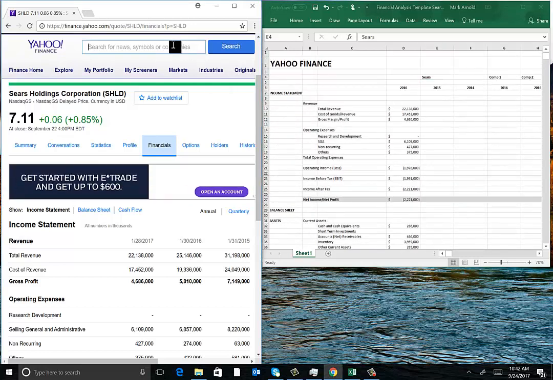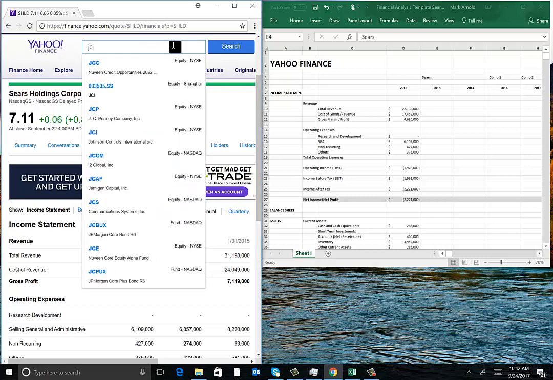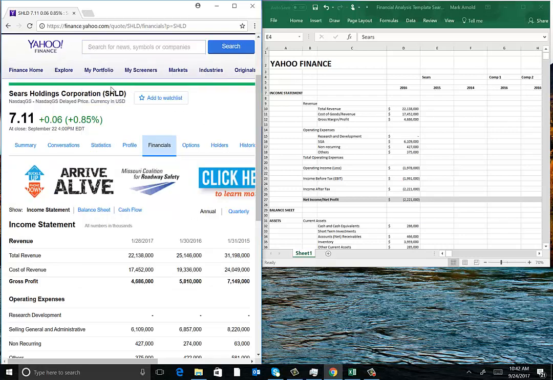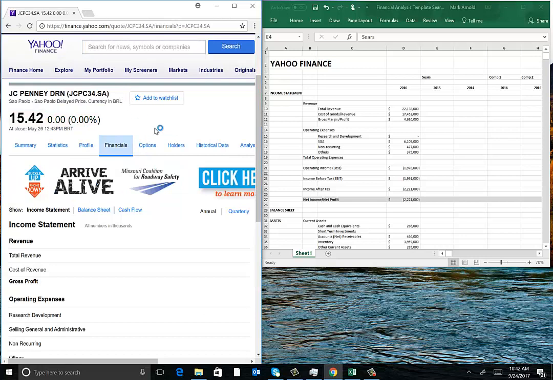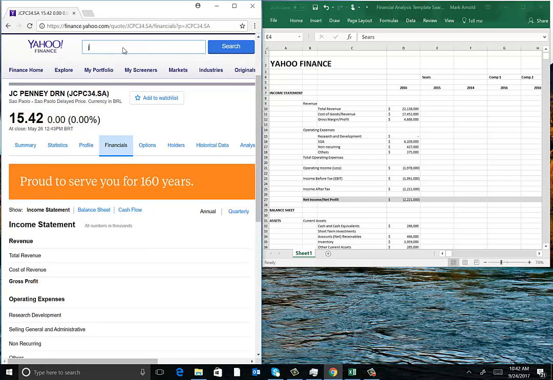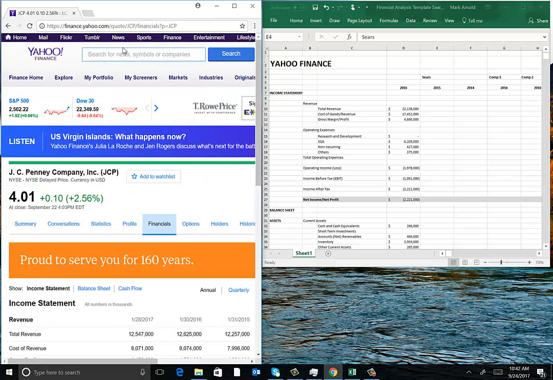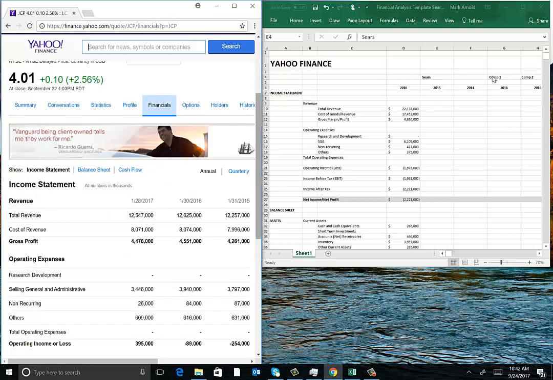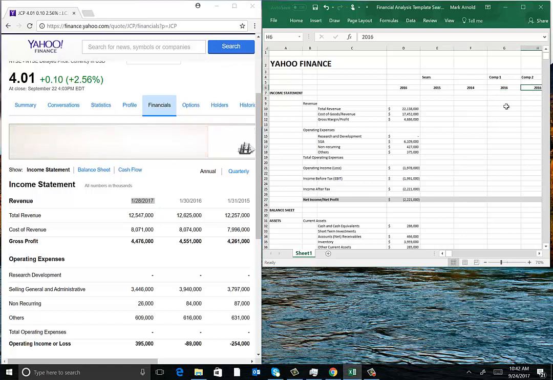And if for Sears we wanted to do a competitor, let's say J.C. Penney. All right, and J.C. Penney. This is not the one I want. I think it's JCP. There we go, J.C. Penney Company. And I'll do the same thing. I'll enter these data in the columns. I'll just enter the year end 2016 in the column for J.C. Penney, and then you'll pick another competitor and do the same thing for the most recent data.